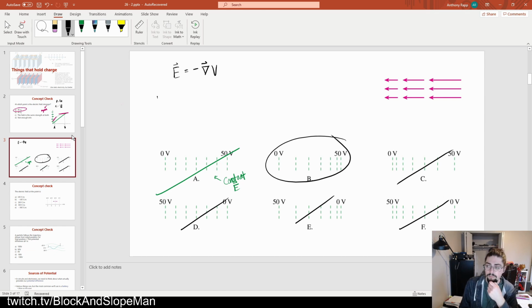Absolutely. And again, that can be going either way, whether it's going from 50 to 0 or 0 to negative 50. That would be equivalent. If we relabeled these, if this was negative 50 and this was 0, it would still work out just fine because it's about that change of the potential. That's the most important bit.